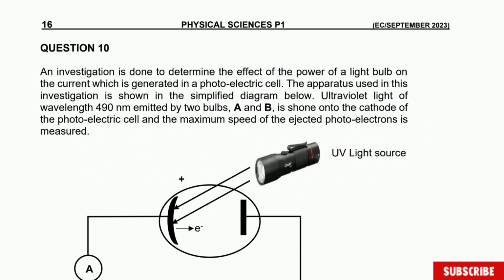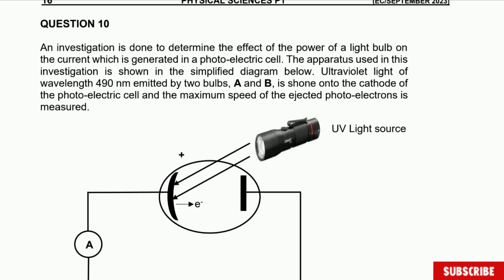This question is going to be about photoelectric effect. It's the last question of the paper. And the question said an investigation is done to determine the effect of power of a light bulb on the current which is generated in photoelectric cells. The apparatus used in this investigation is shown in the simplified diagram below.